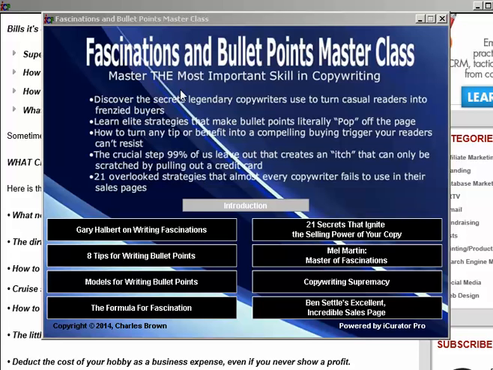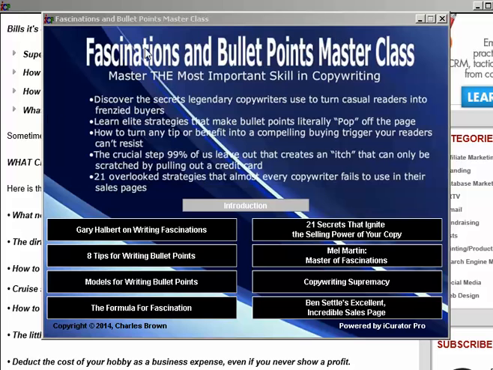Now, bullet points are used by copywriters. They're used by bloggers, by people who are just writing products and writing ebooks and things like that. But the idea is they're just very focused benefit statements that have an awful lot of curiosity attached to it. And what I'm going to do is give you some examples.